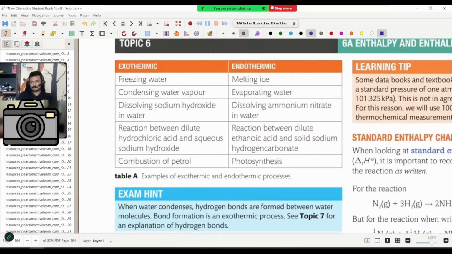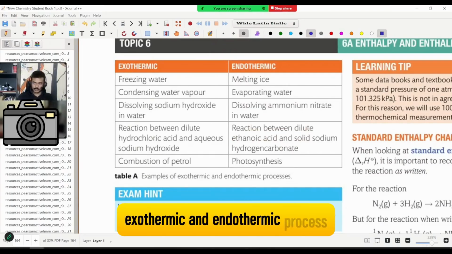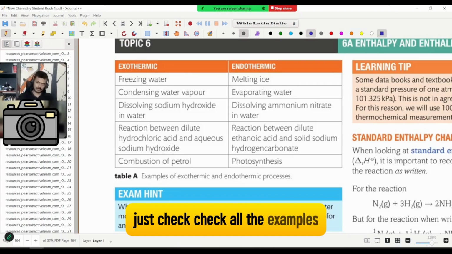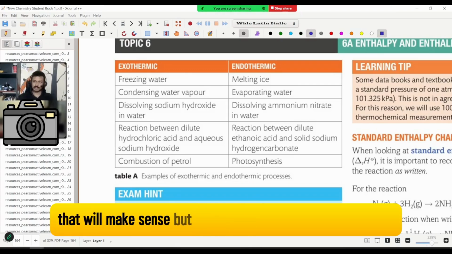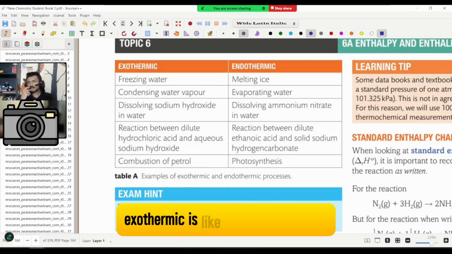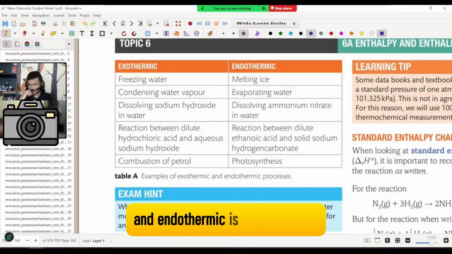Now look at some examples: exothermic and endothermic process. There are some IGCSE level discussion. Just check all the examples. Super easy. That will make sense. But still, if you have any question, ask me. Exothermic is like the release of heat, release of heat to the atmosphere. And endothermic is intake of heat.